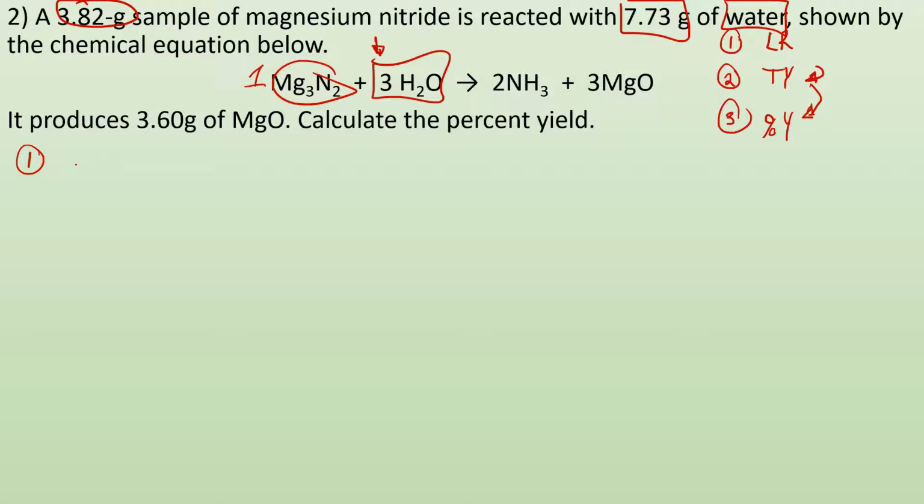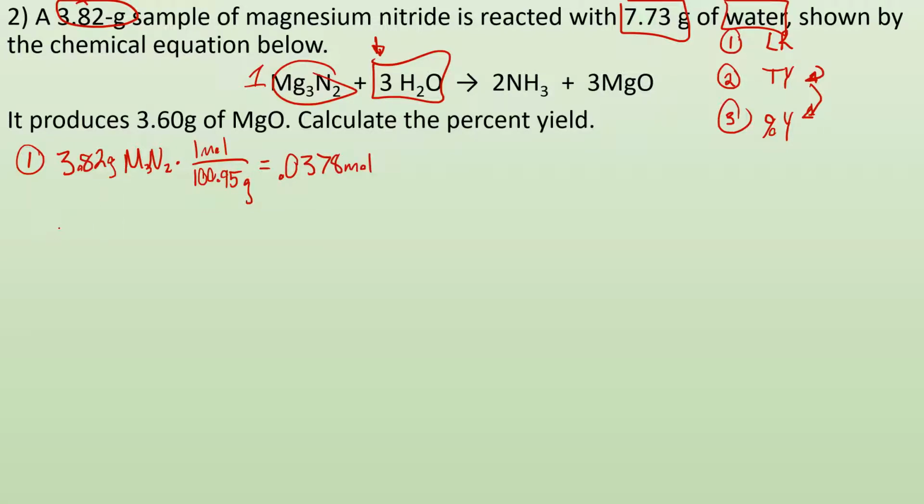I got, let's see, 3.82 grams of Mg3N2. If I times that by its molar mass, I got 1 mole is 100.95 grams, which tells me I get 0.0378 moles of magnesium nitride.